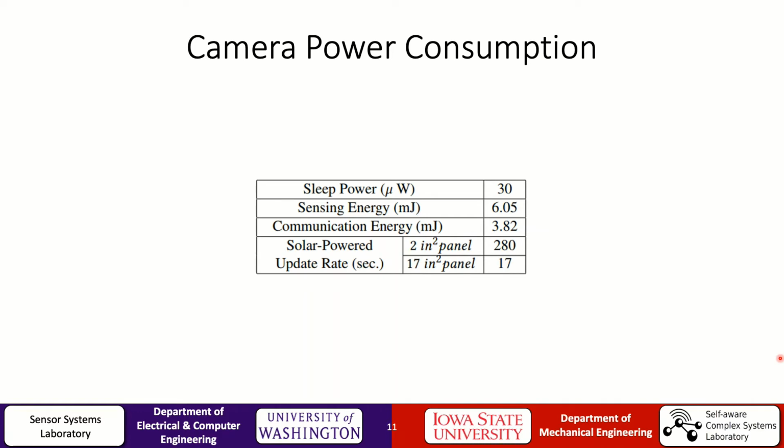To show that our harvester can support the camera, we use 2 solar panels as the input of the harvester and measure the update rate of the camera. When we use the small one, the update rate is 280 seconds, which means every 280 seconds, the camera can send a picture to the hub. And if we use the bigger one, we can send an image to the hub every 17 seconds.